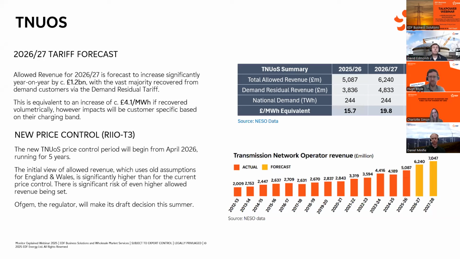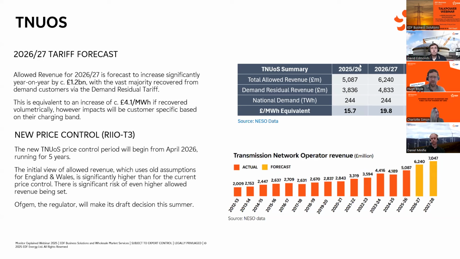So the total allowed revenue that NESO can collect via Transmission Network Use of System (TNUoS) tariffs has gone up by about £1.2 billion year on year. Some of that is paid for by generators, and a very thin slice is paid for by demand users through their locational charges. But the vast majority, about £1 billion, is paid for through the demand residual. This is applied to all users in the country on a national basis on a banded pence per site per day basis. I'll cover that off a little bit in a second.